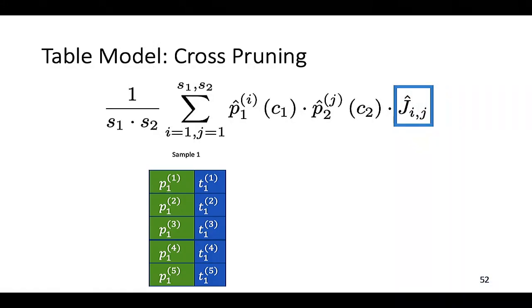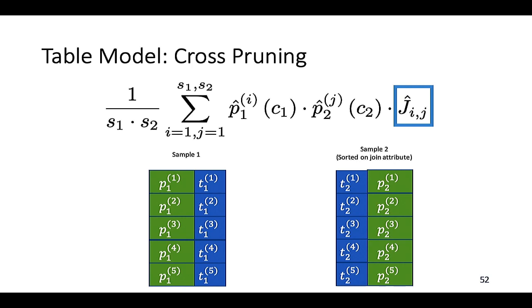Now, the second technique we're using is called cross pruning, and that tries to deal with the issue that that's a cross product. So before we were decreasing the number of tuples that go into the cross product, and now we're trying to get rid of the cross product altogether. We start with a sample. We have the invariant contributions computed from the first step. And now we sort the second sample on the join attribute.